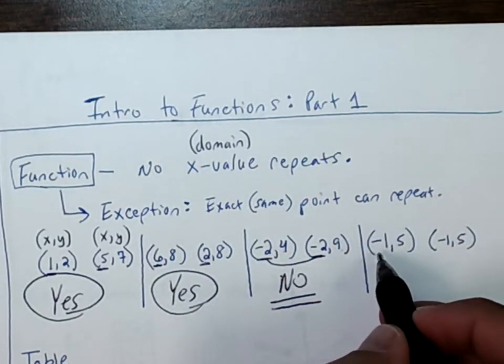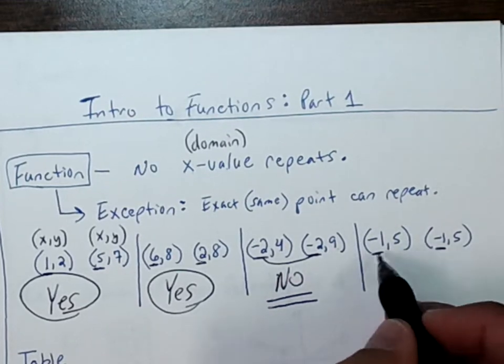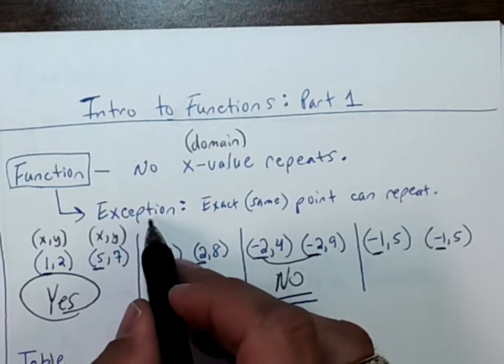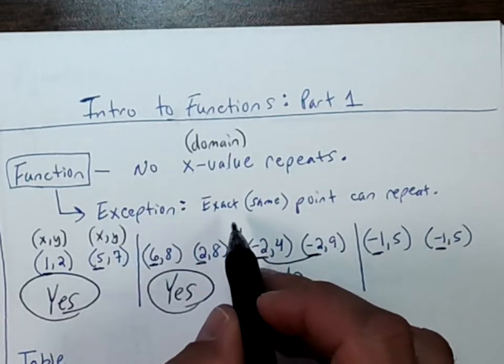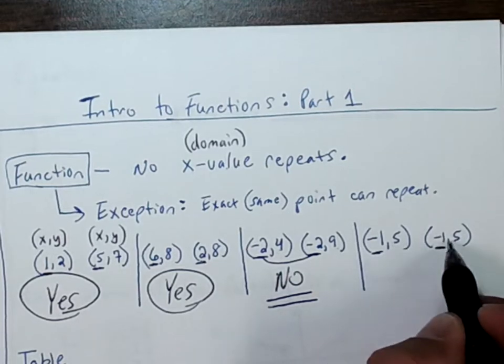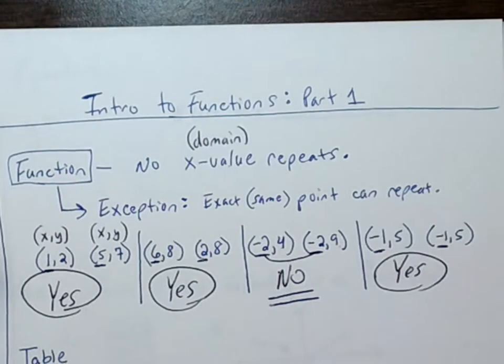Last one here, -1 and -1. Uh-oh, same number, my x value repeated, but that's okay as long as it fits the exception rule. The exact same point can repeat. Are these exactly the same? Well, yes, they are. So that is okay. This is a function. Once again, if you need to pause the video to write stuff down, go ahead and do so.